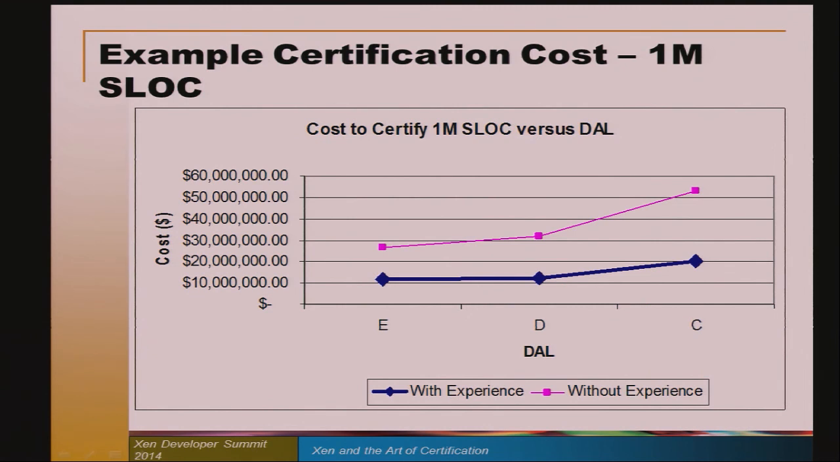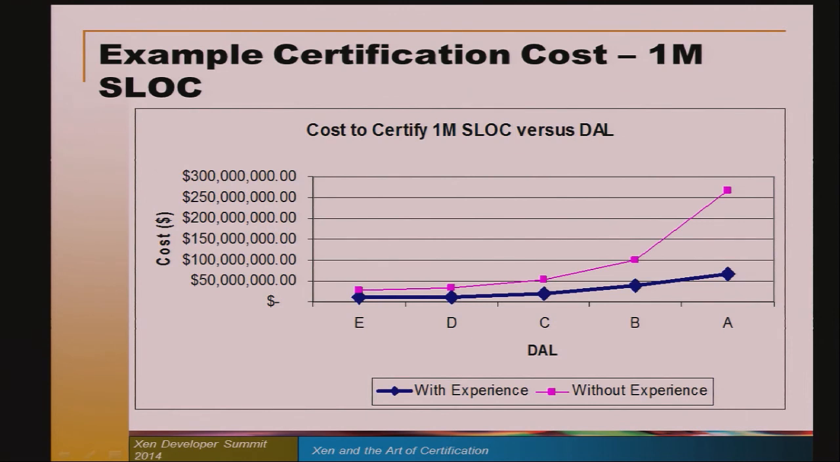Then when we get to a 1 million SLOC code base, it gets a little more unreasonable. You're in the much higher tens of millions. And then with level A, it's astronomical, hundreds of millions of dollars. And then an interesting note is that for the inexperienced, it would take a team of about 1,400 people to complete this in a year.